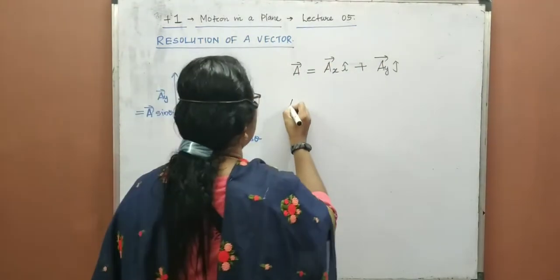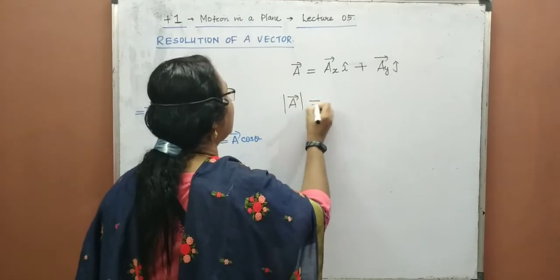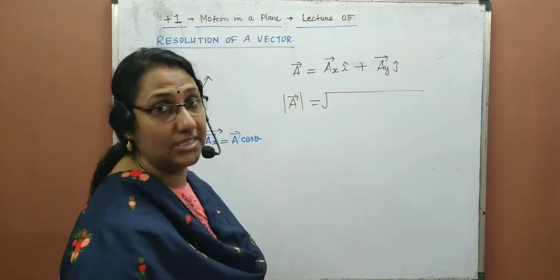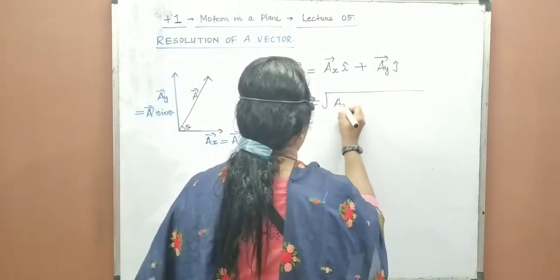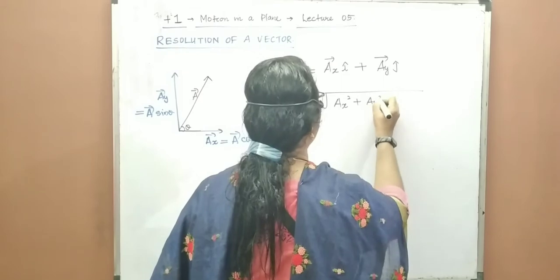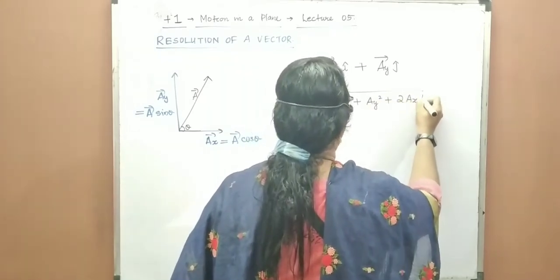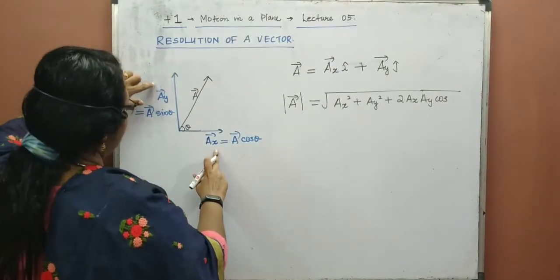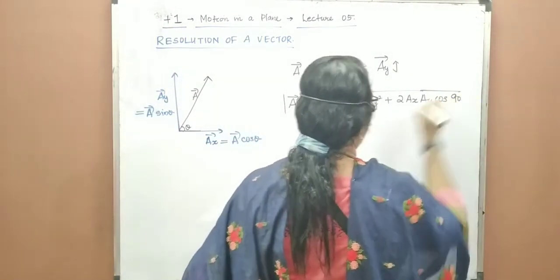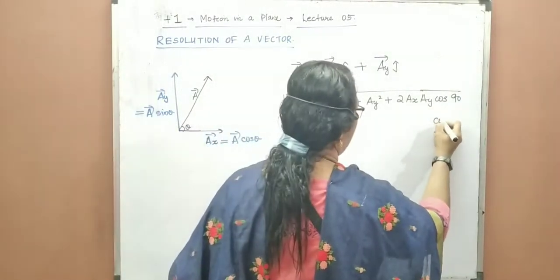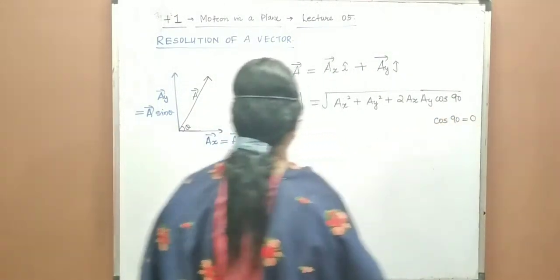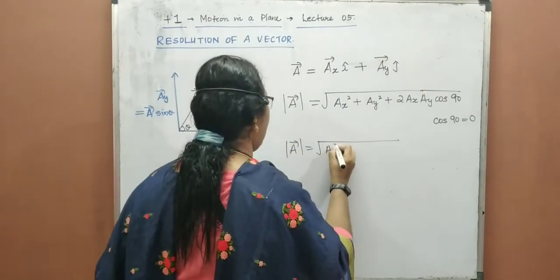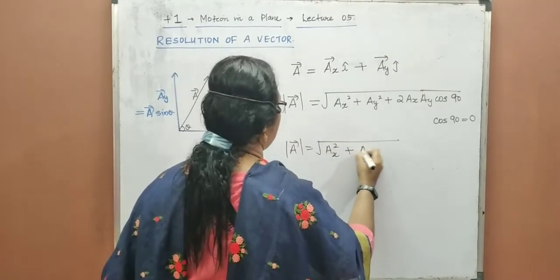Okay, so what is the modulus of vector A? Resultant is root of A square plus B square plus 2AB cos theta. That is AX square plus AY square plus 2 AX AY cos theta. What is the angle between the two vectors being added? X and Y are 90 degrees apart. What is cos 90? Cos 90 is 0. So we can take vector A as root of AX square plus AY square.